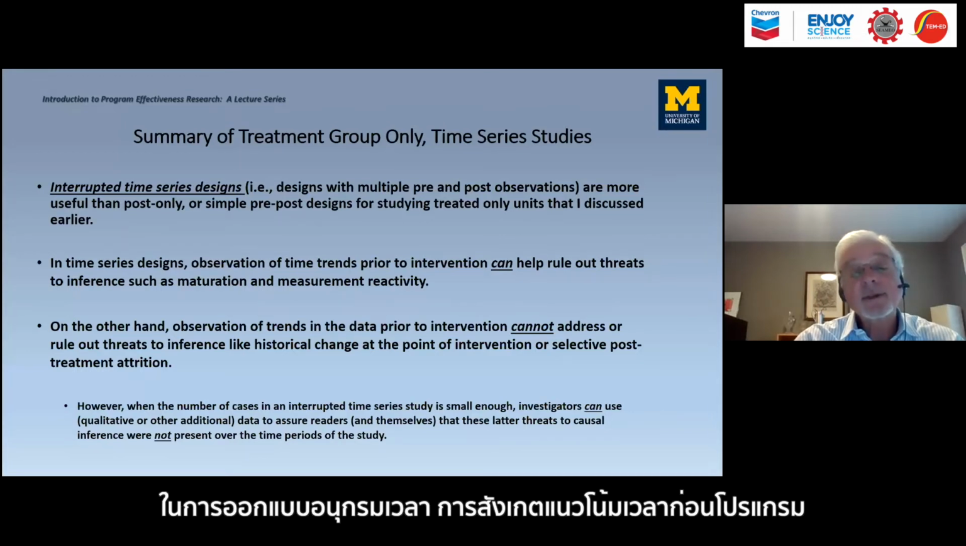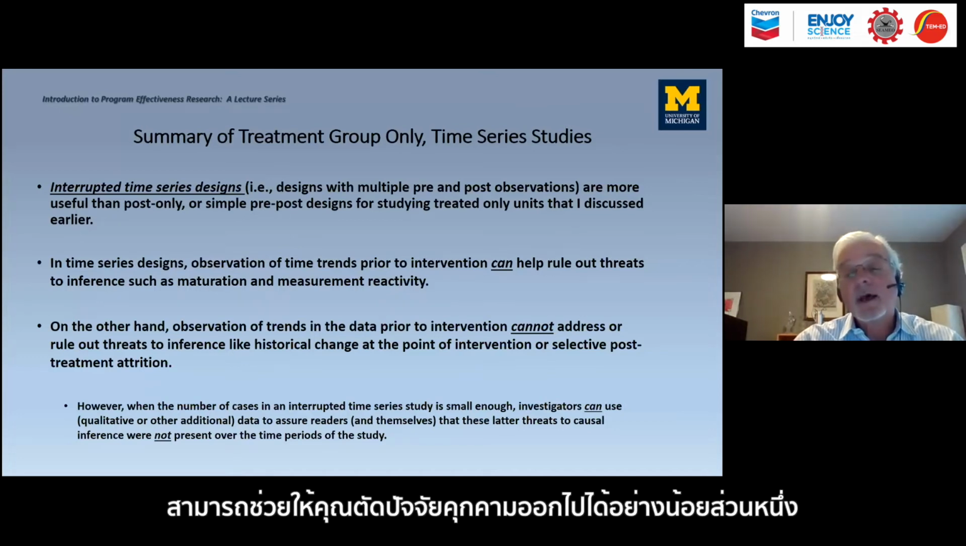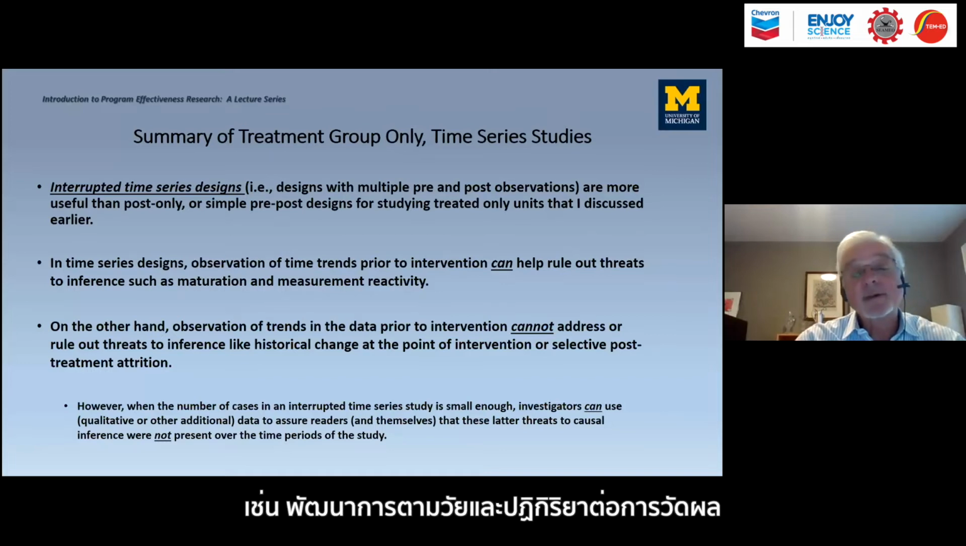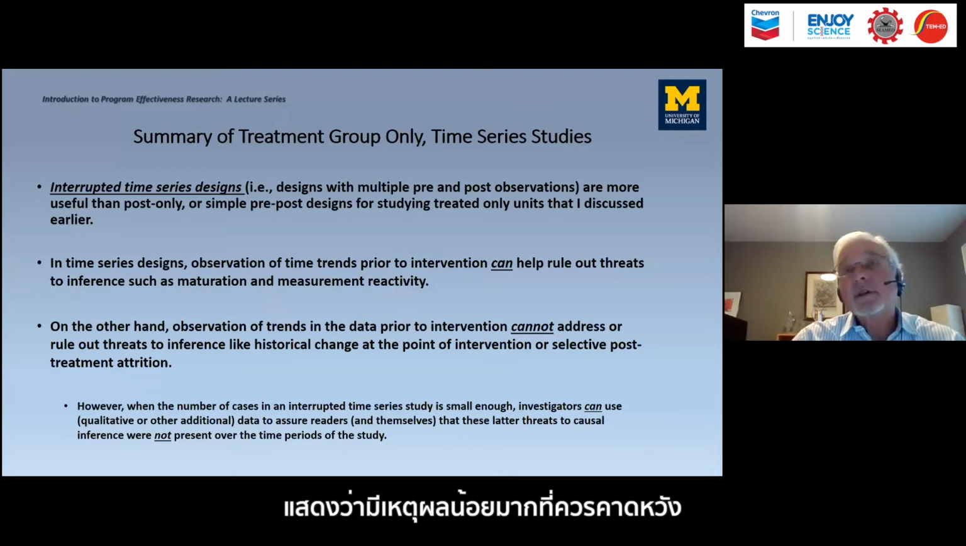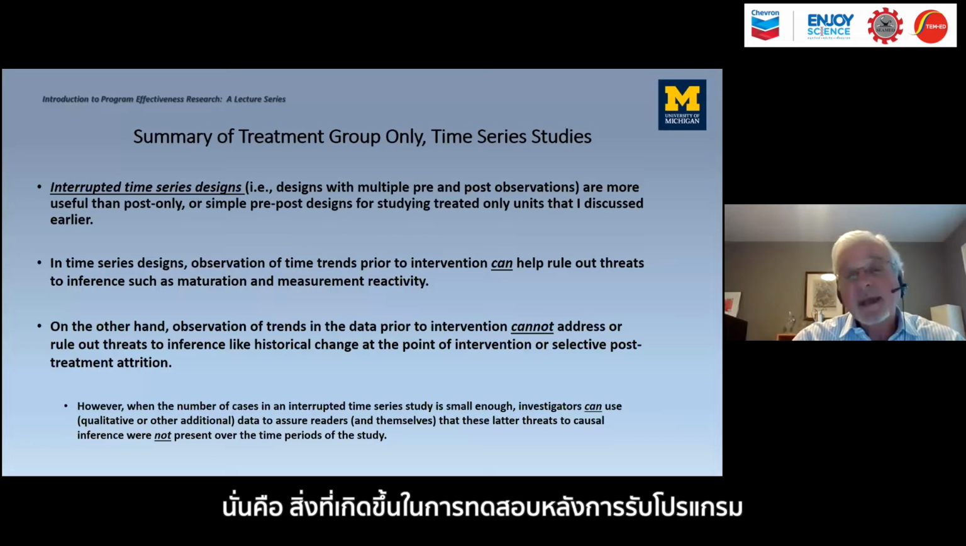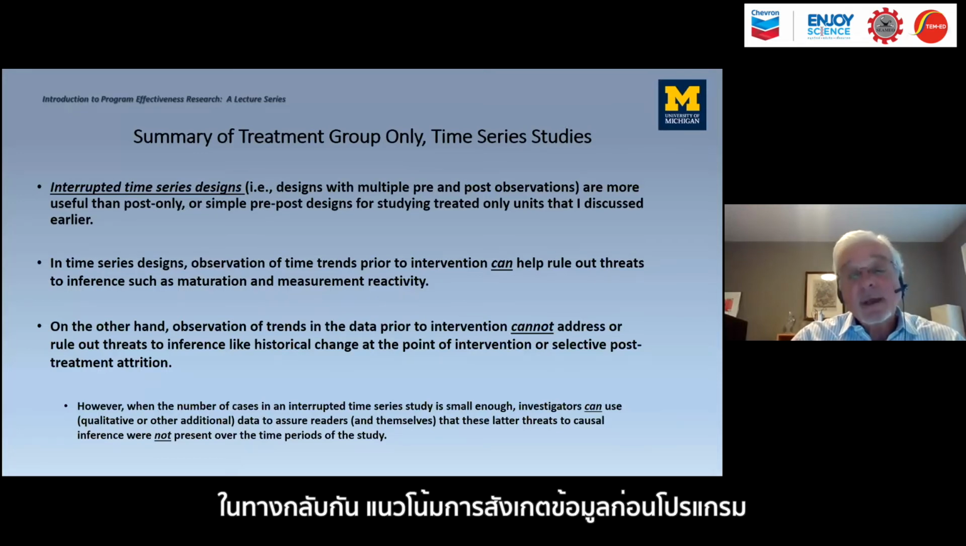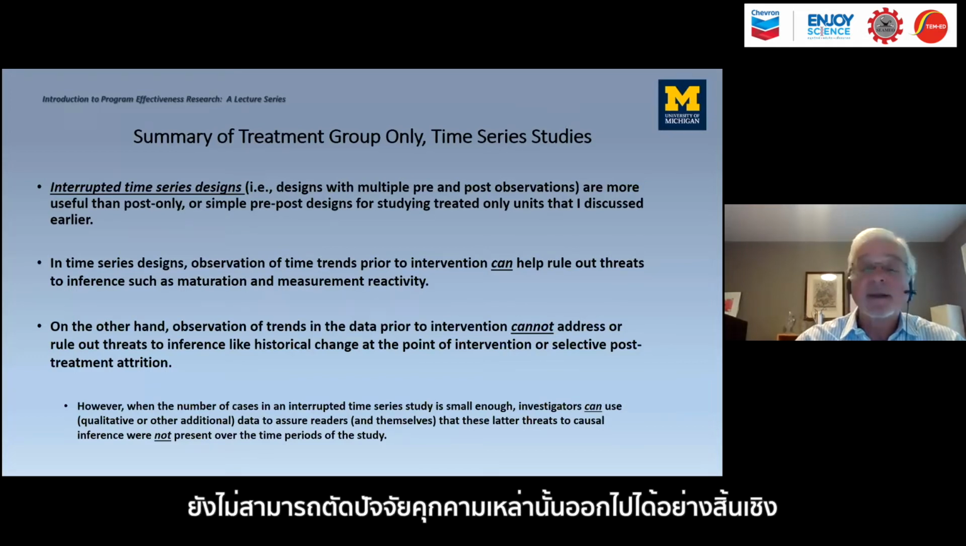In the time series designs, the observation of time trends prior to the intervention can help you, at least in part, rule out threats to inference such as maturation and measurement reactivity, because if you don't see them in the pretest, then there's little reason to expect that that's what's going on in the post-test. On the other hand, observation of trends in the data prior to intervention can't definitively rule out those threats.